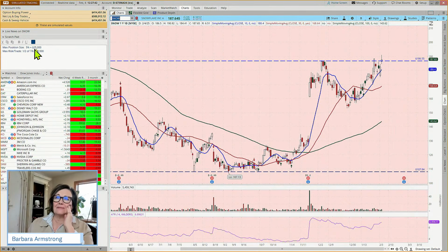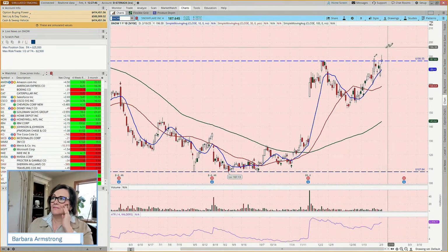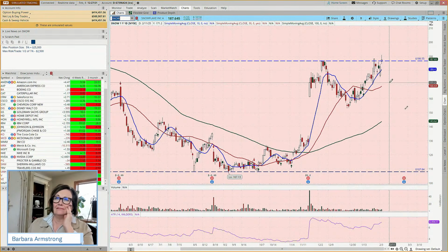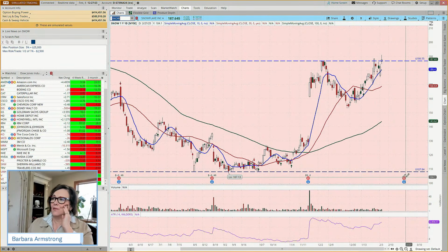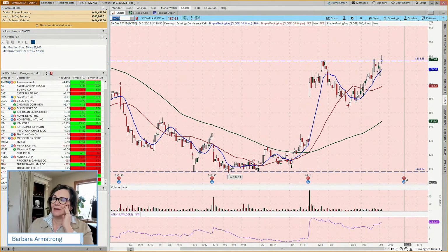Now, our max position size in this account is 25,000. Could we just put a plain old stop on it? We could. But with this one, because we've got earnings coming up next week, we'll look at adding a protective put to that. Now, why don't we want to do that now?